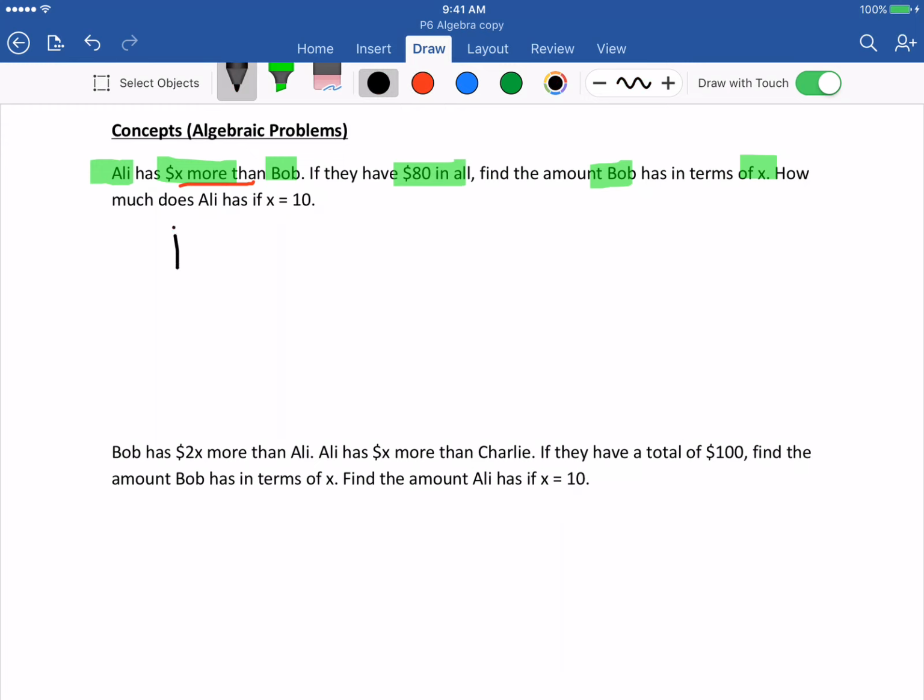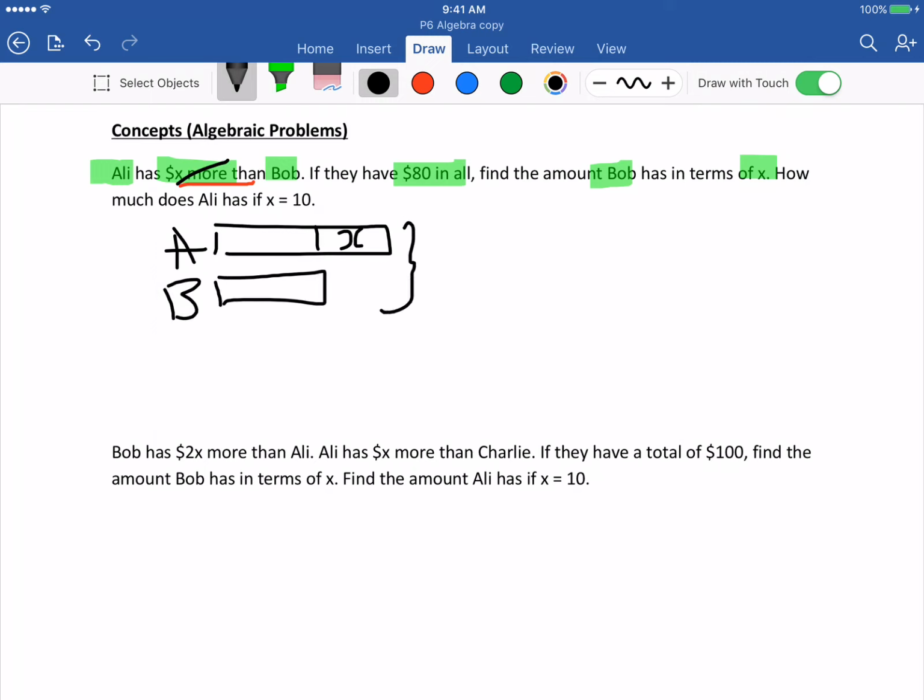Ali, Bob. Ali has X dollars more than Bob. Like that. Tick. They have $80 in total. Find the amount that Bob has in terms of X. So this is what I do.